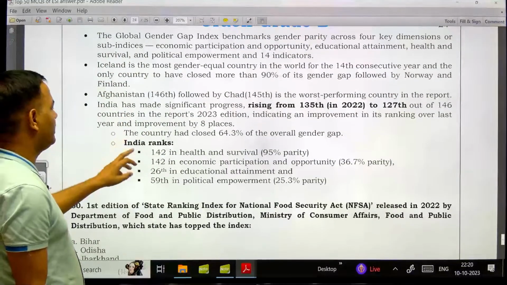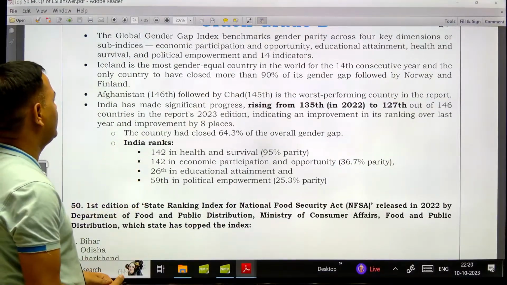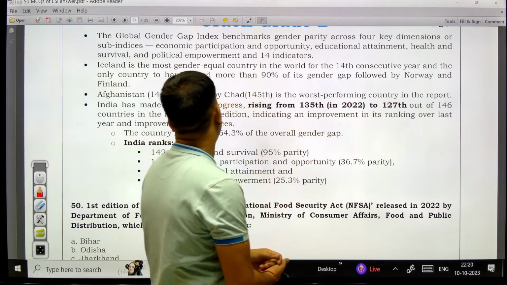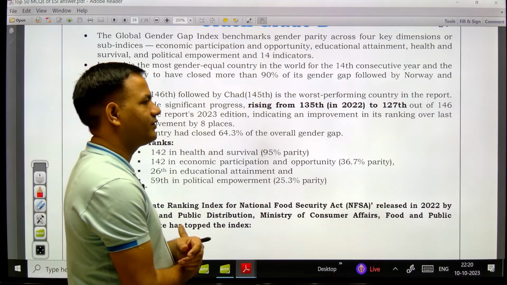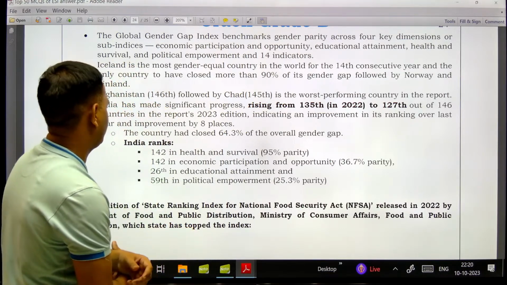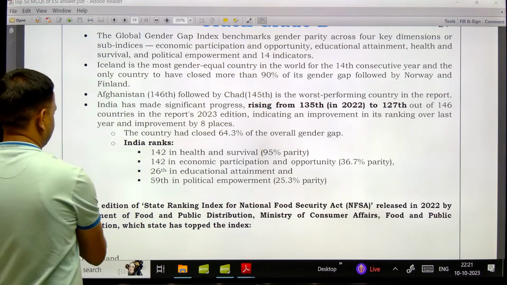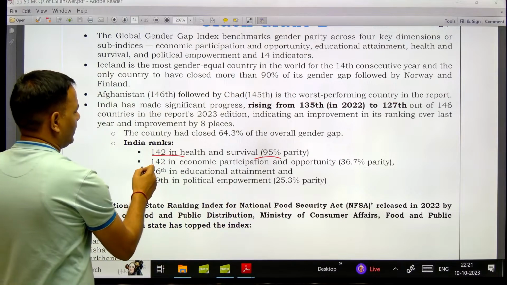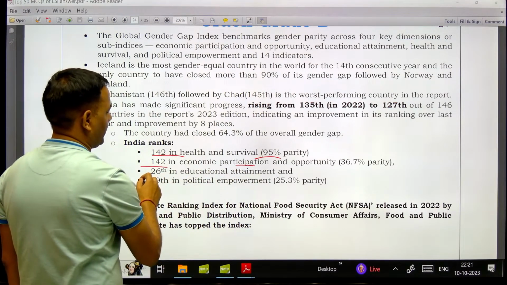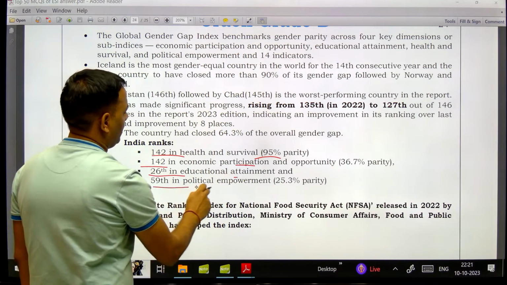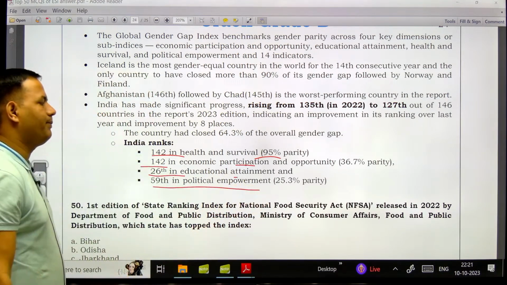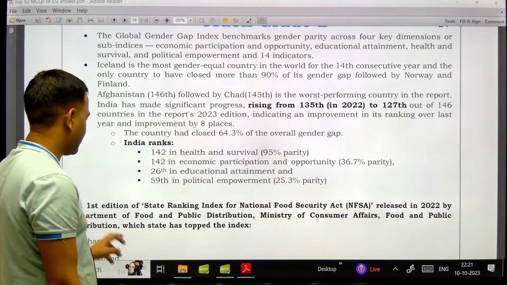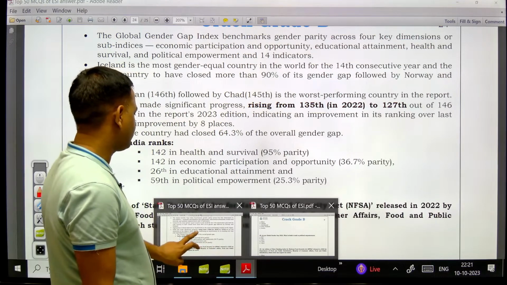India's rank is 135 to 126 in 2023. So India's rank is 127 in 2023, and in health India's rank is 142, and we have parity 95%, 142. In economic participation, 26 in education, 59 in political empowerment. 59 in political empowerment. These are again important facts.